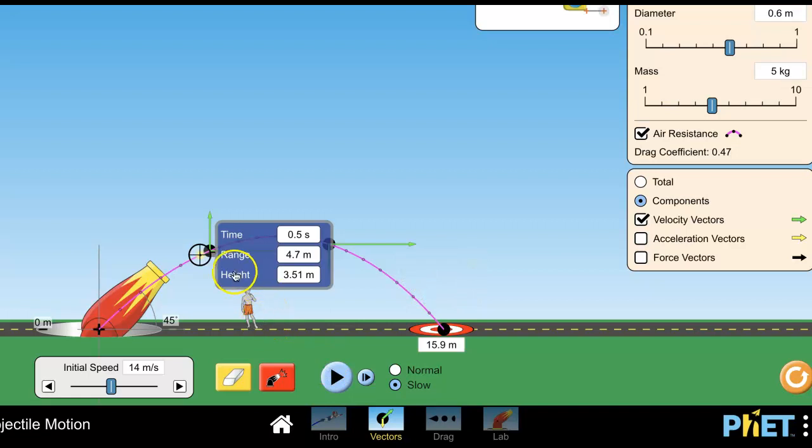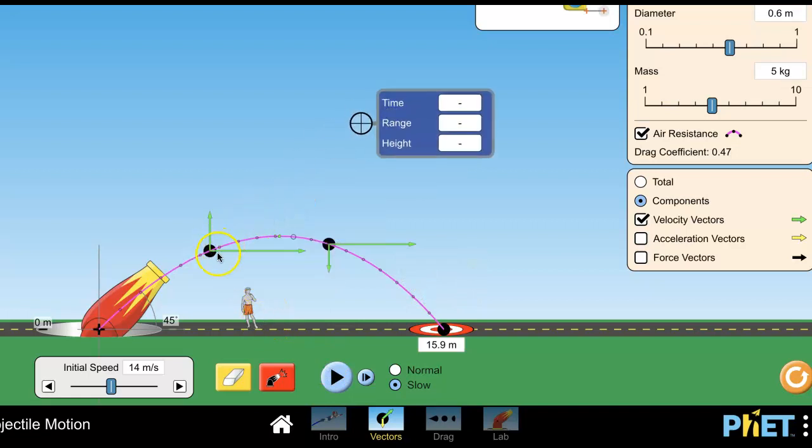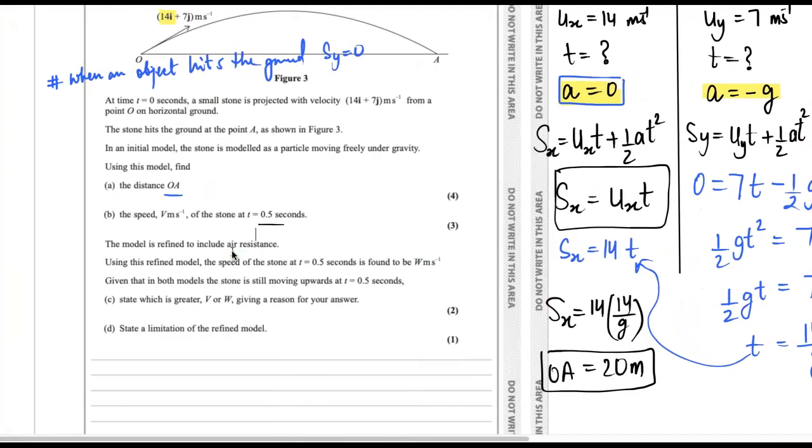Just imagine it to be 0.5 only. As you can see, your horizontal vector is the same, but the vertical vector is changing. So when we have to find out the speed, we need to know these two. Then we are going to be using these two to find out the modulus.